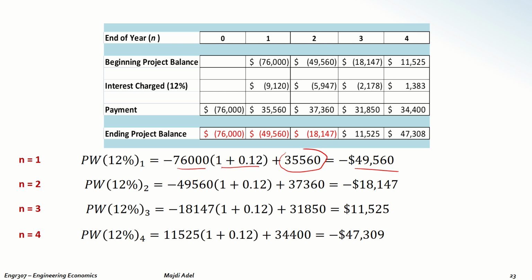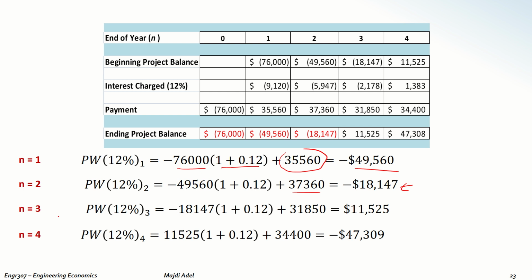At the end of the second year this amount of money will compound for one interest period for 1 year. So the amount of the loan is 49,560 multiplied by 1 plus 0.12. But I received or repaid $37,000. So the net amount of the loan remaining is minus 18,000.